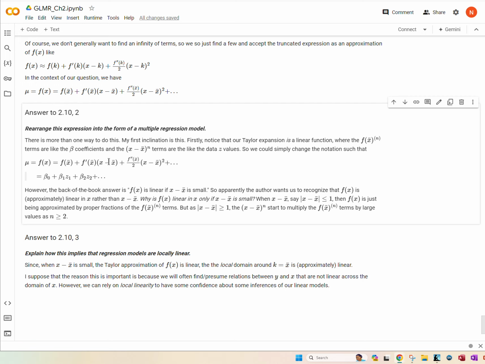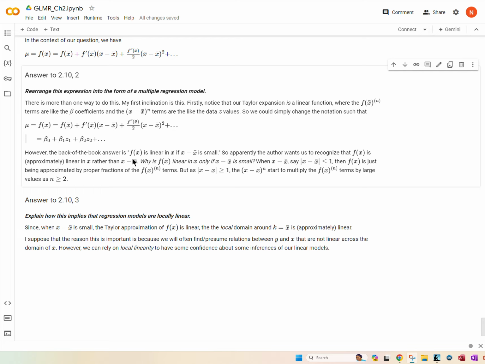But the book doesn't want an expression that is linear in terms of x minus x bar. It doesn't specify this in the question, but the answer in the back of the book alludes to this. It wants linear in x, not x minus x bar. Now the answer in the back of the book is not very informative, unfortunately, but it's f of x is linear if x minus x bar is small. It should be f of x is linear in x if x minus x bar is small. I'm going to change that.